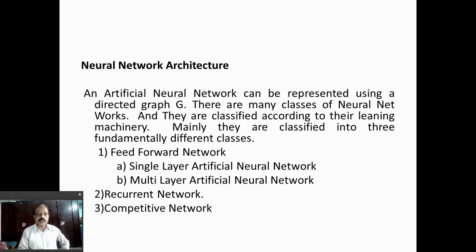Then the final part, we are going for the neural network architectures. An artificial neural network can be represented using a directed graph G, and there are many classes of neural networks, and they are classified according to their learning mechanisms, right? So mainly they are classified into 3 fundamentally different classes. One is the feed-forward network, then the recurrent network, and the third one is the competitive network. So these are the 3 networks which you can come under.